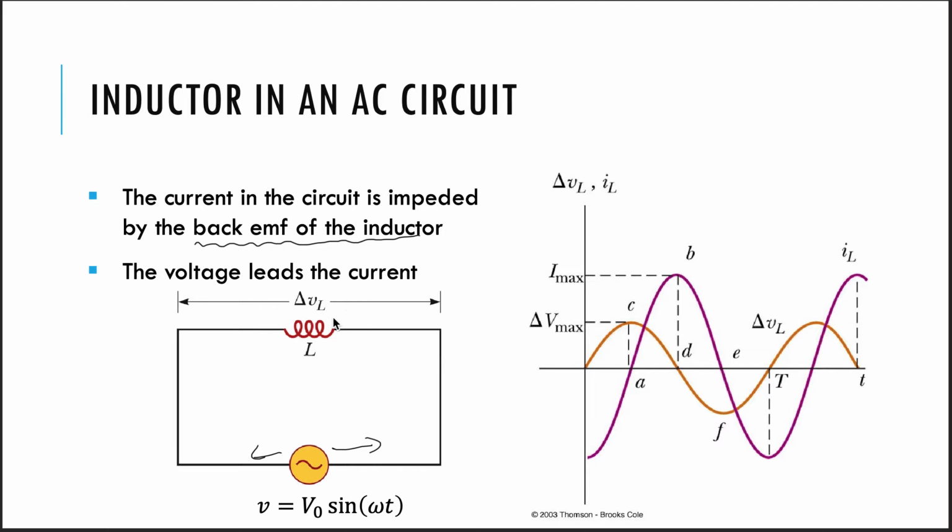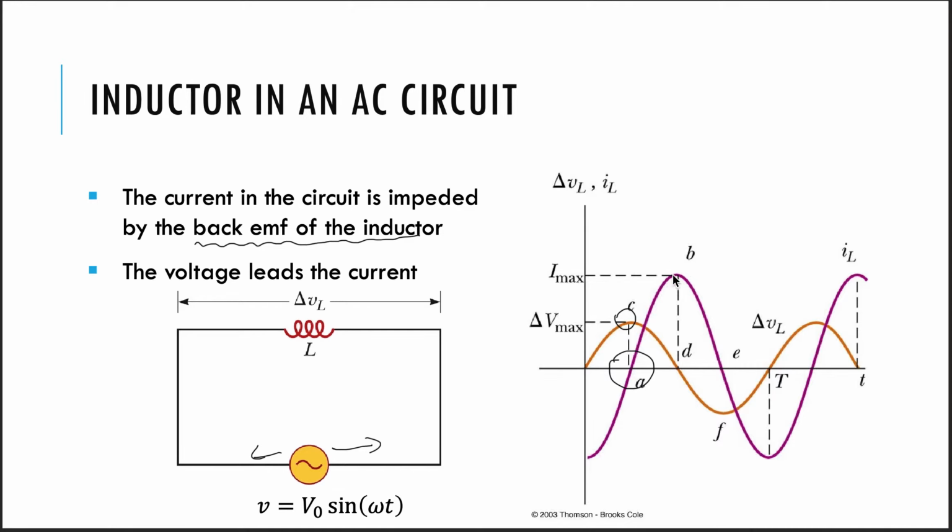What happens when you have an inductor in an AC circuit is that the voltage is leading the current. We can see this in the graph over here. So over here we have zero current. It's changing from a negative to a positive. That's a very big change in current. It's changing directions. In this case, we have a maximum voltage that is induced, a maximum back EMF on the inductor.